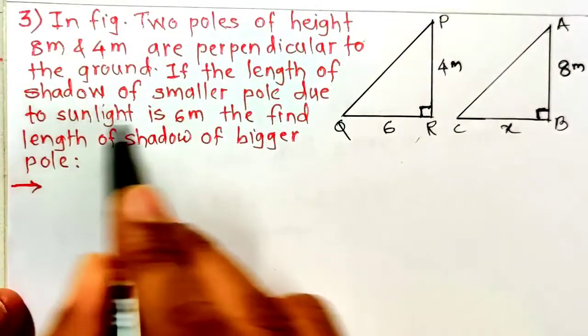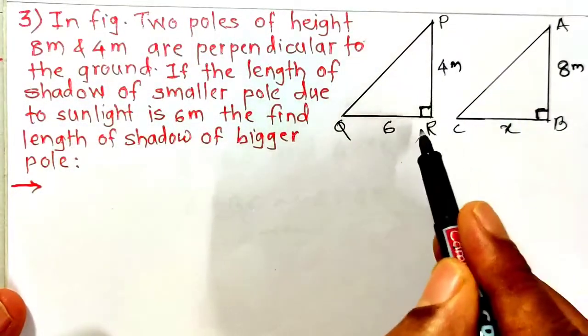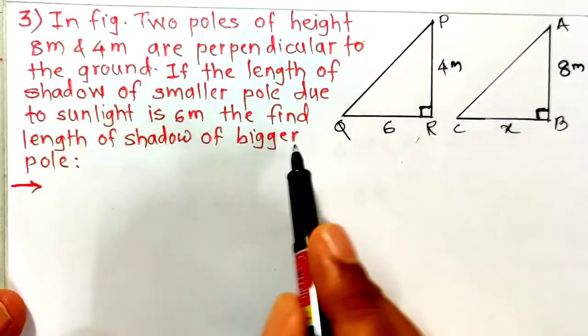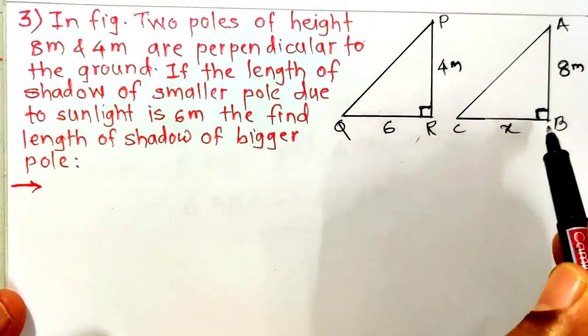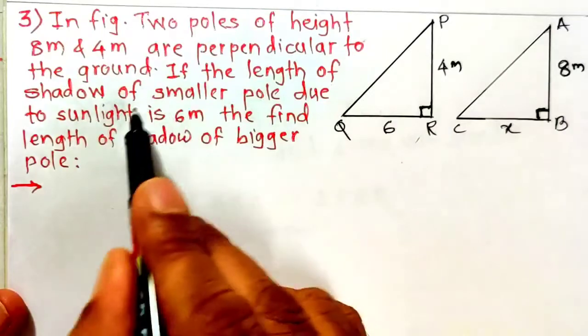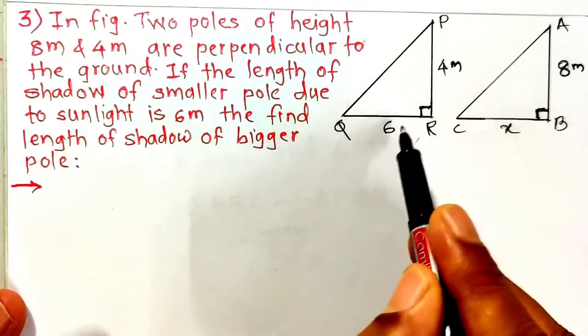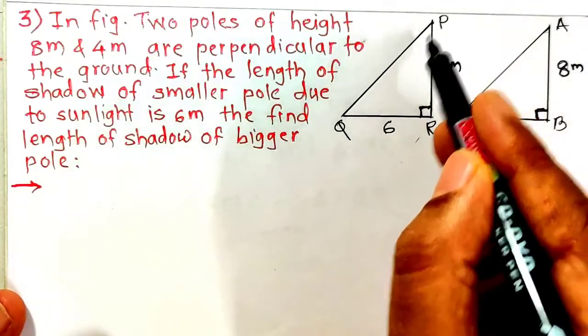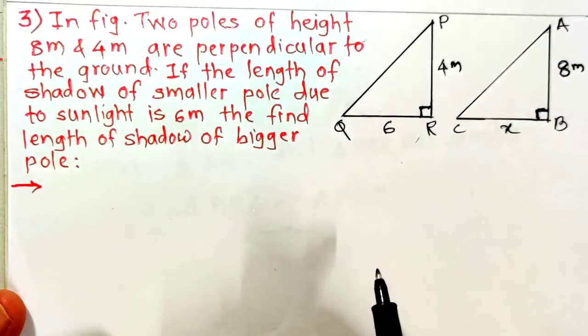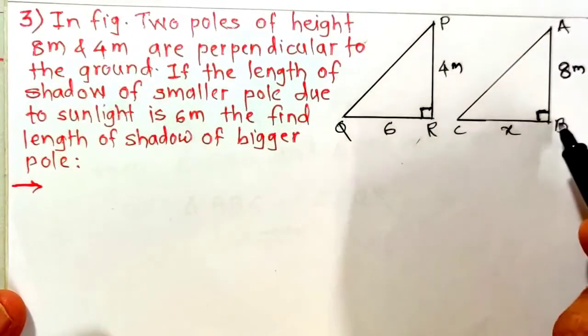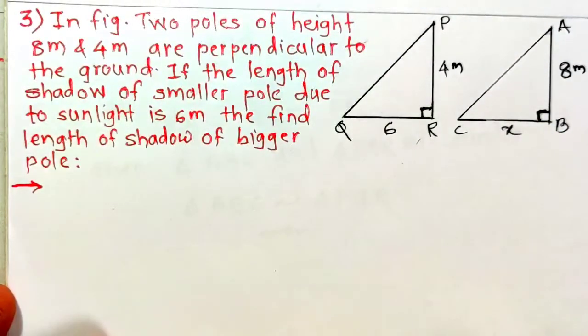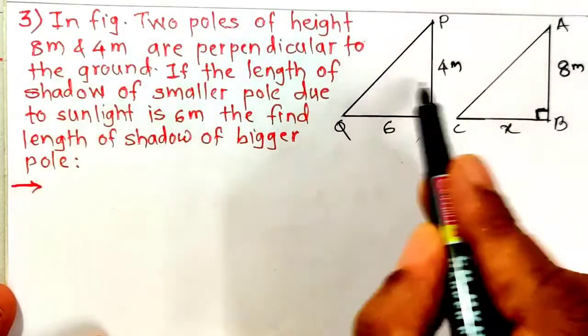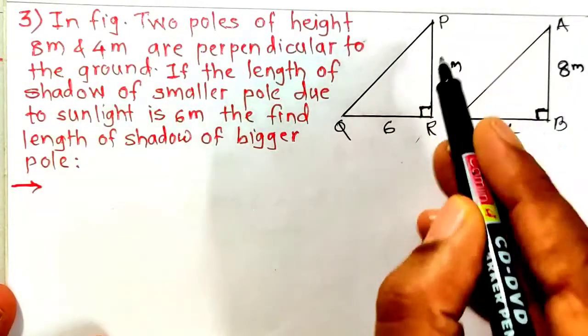If the length of the shadow of the smaller pole 4 meter is 6 meter, then find the length of the shadow of the bigger pole. The length of the shadow of this is given, and this shadow is because of the sunlight, and you know sun rays are parallel to each other. Both these lines are perpendicular to the ground.